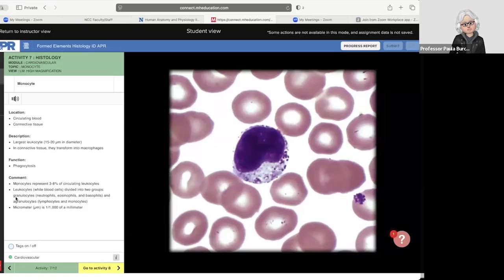Here, it describes granulocytes and agranulocytes, and it tells you which type of leukocytes fall into each one of these categories. I'll ask you what class these cells are, and you're going to have to tell me they are granulocytes. And the same thing for the lymphocytes and monocytes: they are agranulocytes. Moving on.